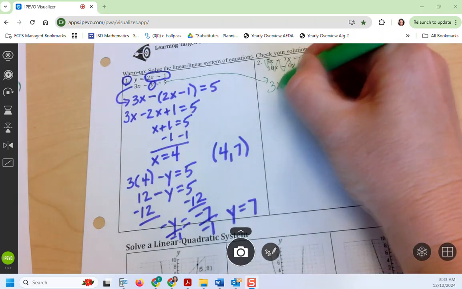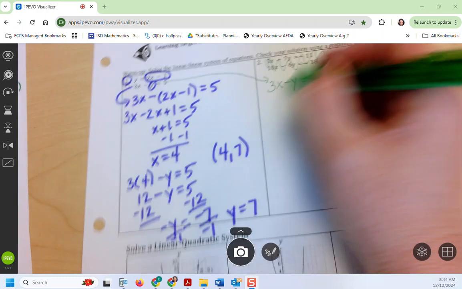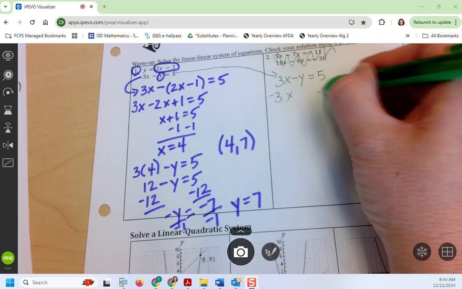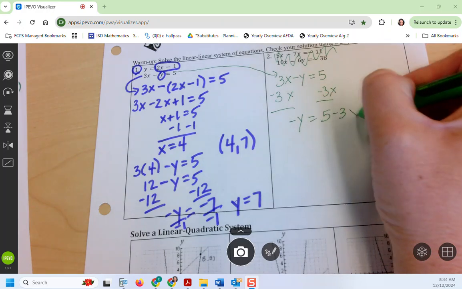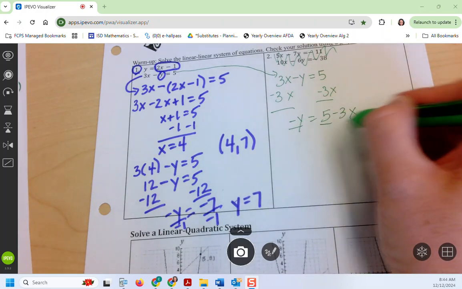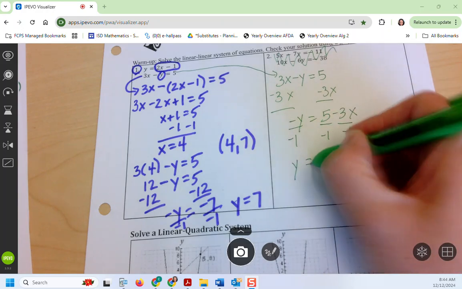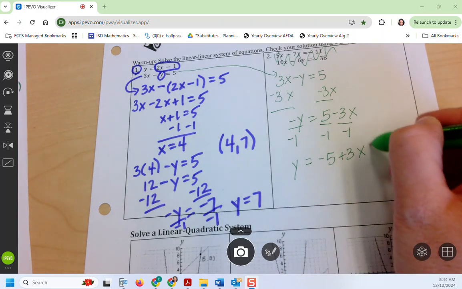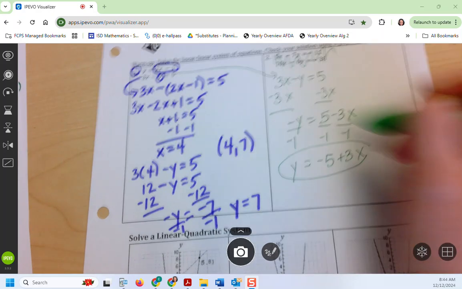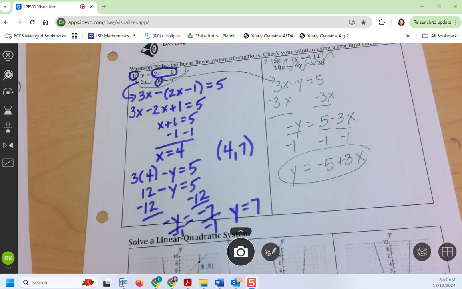So I had 3x minus y equals 5. To get the y by itself, I could subtract the 3x. Negative y equals 5 minus 3x. And then divide by negative 1. Negative 5 plus 3x. So remember what we're doing now is we're checking by graphing. So I'm going to graph this equation, and I'm going to graph that first equation right there. If you don't have your graphing calculator on your desk, please get your graphing calculator so that we can graph this.